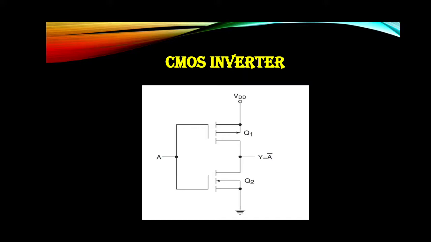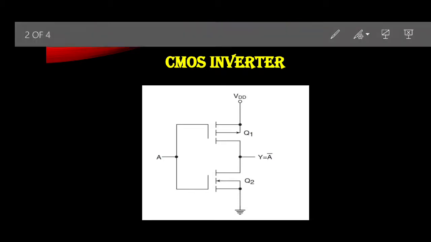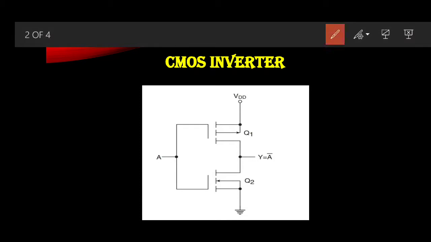Now when the input is in the logic high state, that is 1, then the P channel MOSFET Q1 will lie in the cutoff state, while the N channel MOSFET Q2 will lie in the conducting state. The conducting MOSFET will provide a path from the ground to the output, and the output is low. That is, the output will be logic 0.